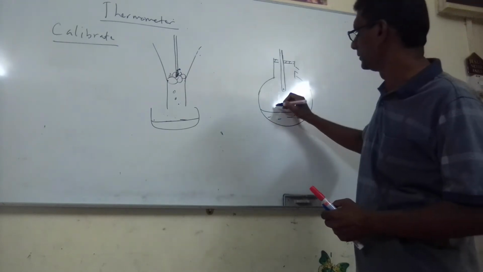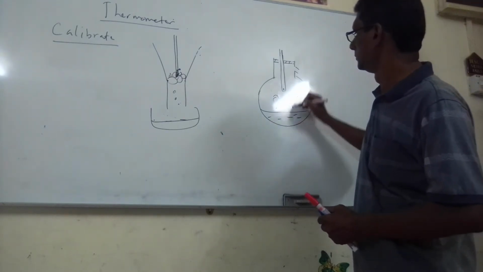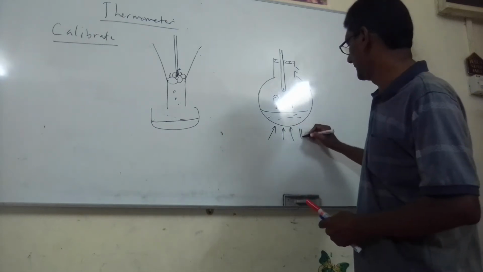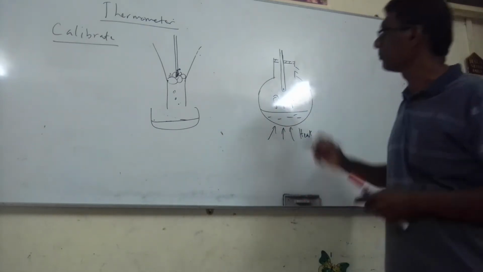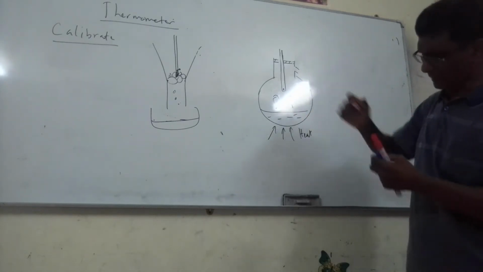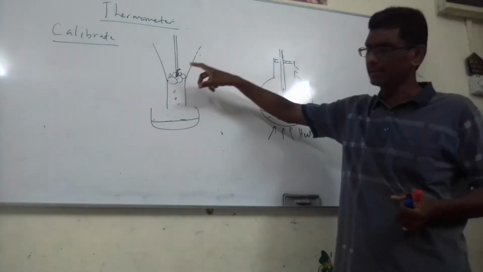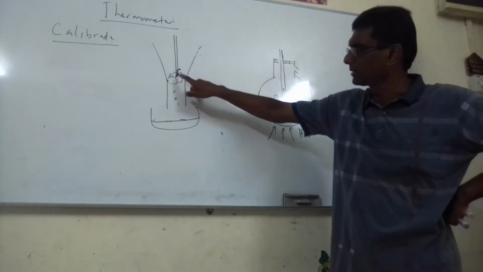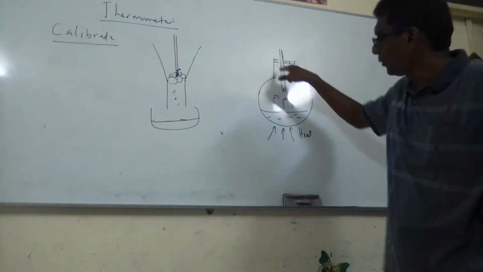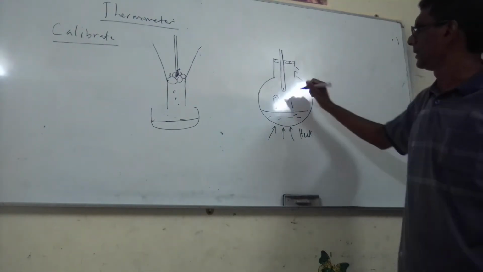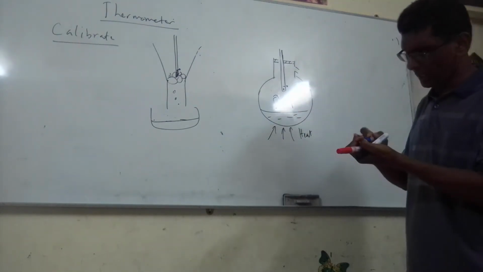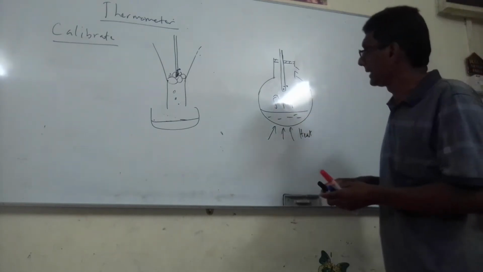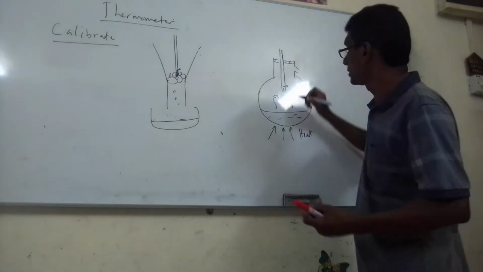This is boiling water. Heat, and the water boils. We take the same thermometer, the one where we marked the 0 point, and we put it into the boiling water. The thermometer will rise up, the temperature will rise up.